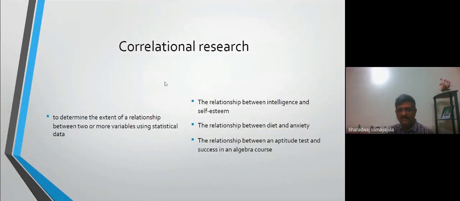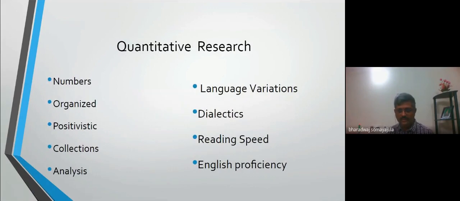Again, for correlational research, a simple example is diet. If I have to explain correlational research, say I have a thyroid condition, I should not be eating cauliflower or cabbage, and I should not take more caffeine, something like that. This comes under your correlational research. I have only 7 minutes, so I'll just go through it.